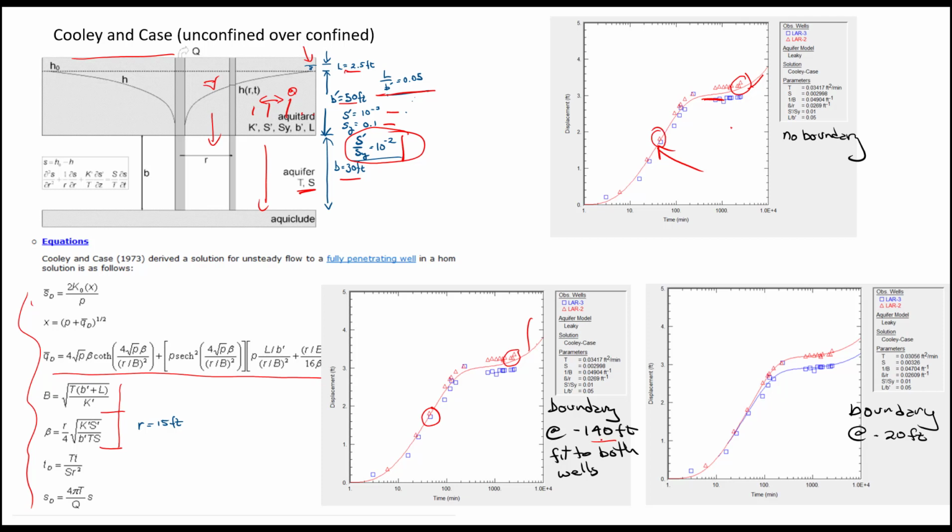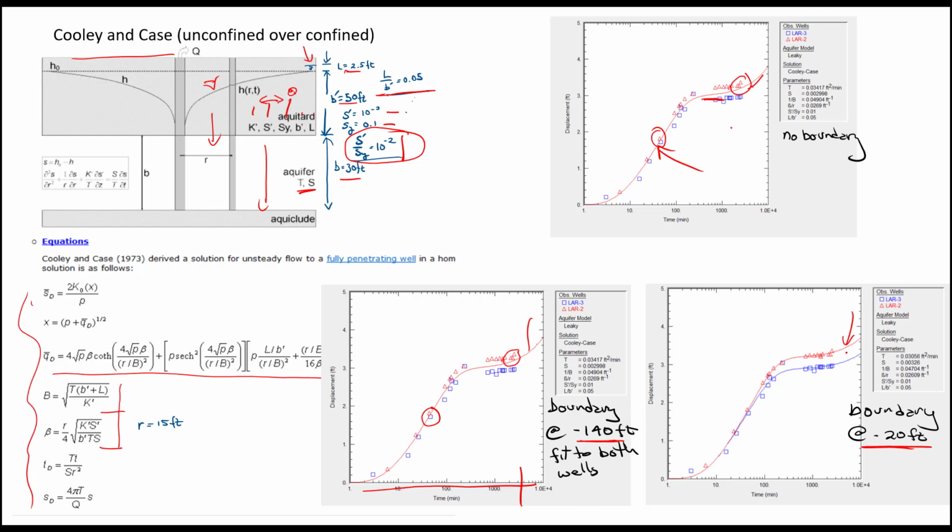So what we can get from that is that over this time period, during the course of the test, this boundary at 140 feet just doesn't really make any difference because it's too far away. But if I move the boundary in closer, say I move it to 20 feet in the analysis, then here's what I get. I can get a really good fit to both data sets.